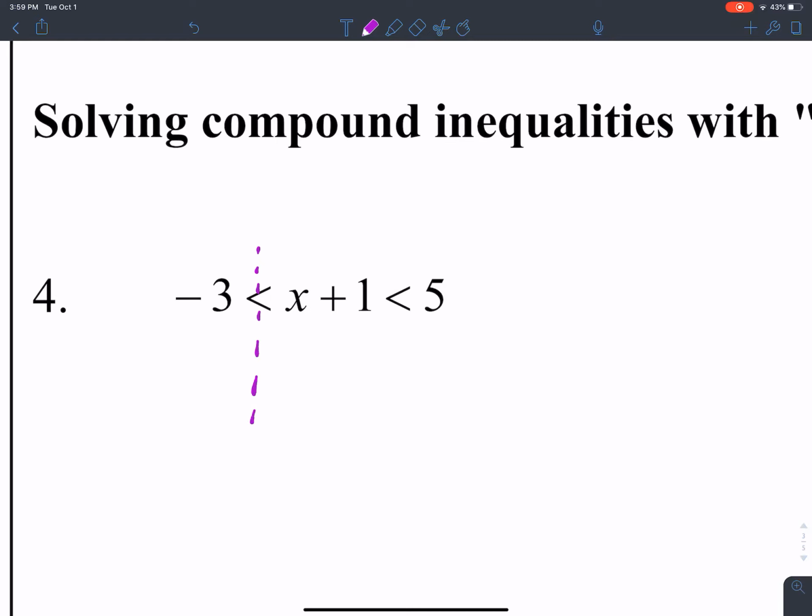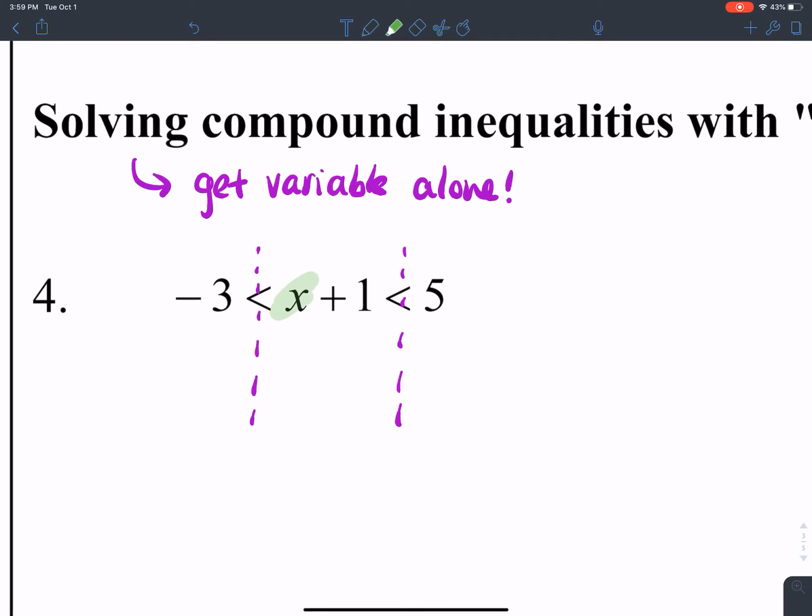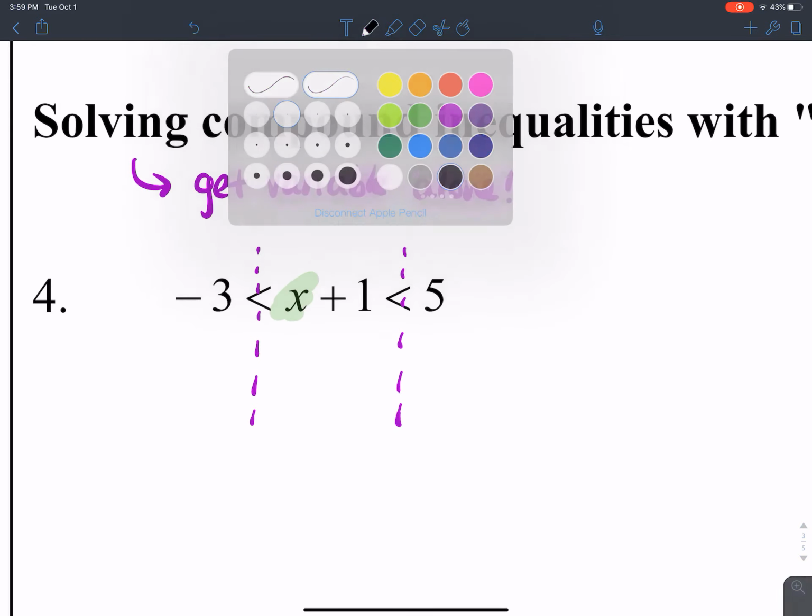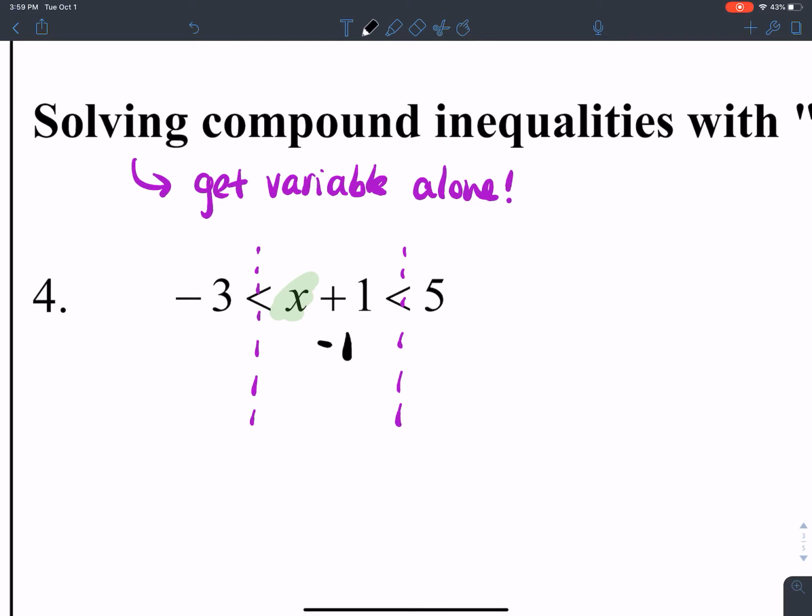So I like to put in my little term separators, or side separators here, because if we're trying to solve a compound inequality, we're trying to get the variable alone. So like on this example, here's our variable. I do not want a +1. So to undo a +1, I would -1.